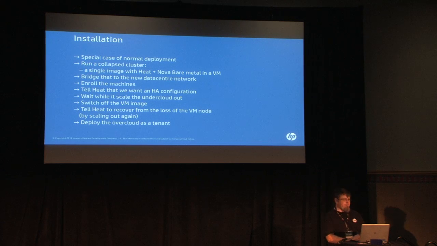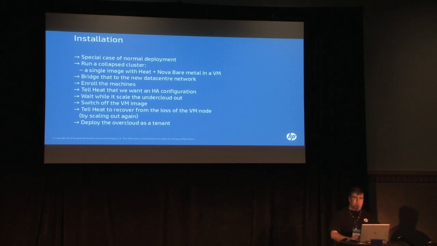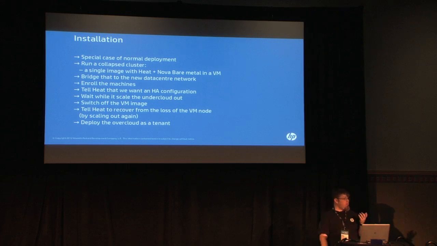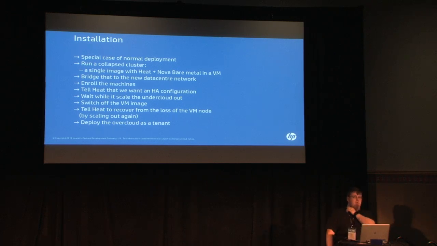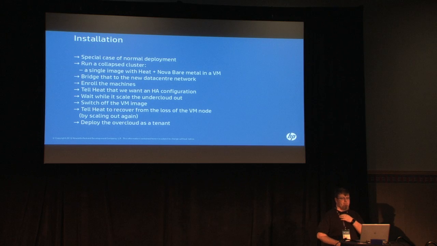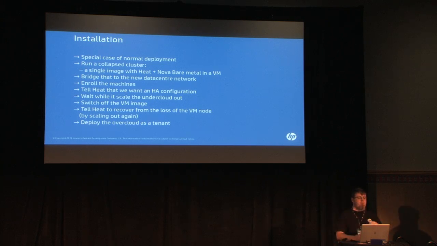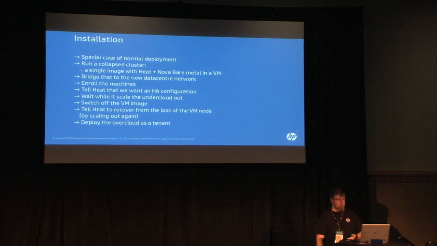Installation. Installation is where it's fun. So this is a special case of normal deployment, and this is where I think the value proposition starts to become really clear. We start with one of these all-in-one disk images I mentioned before. They have got the whole stack. But we start with it in degraded mode, so there's no high availability. And we can build one of these images straight out of Disk Image Builder. We don't need an existing OpenStack to get this going. So you run that in a virtual machine on your laptop, and you bridge it to the network in your data center.